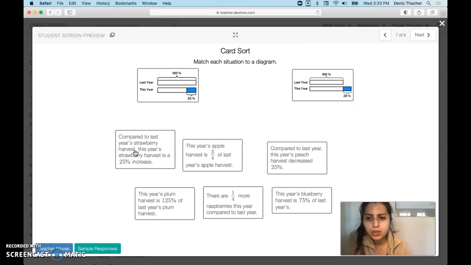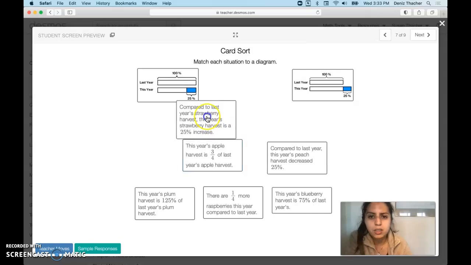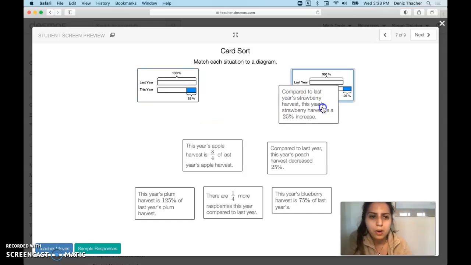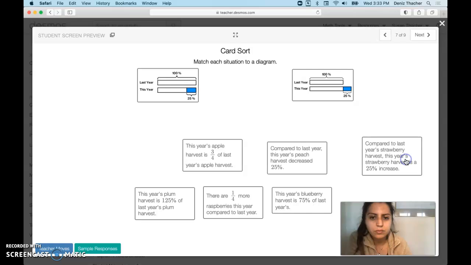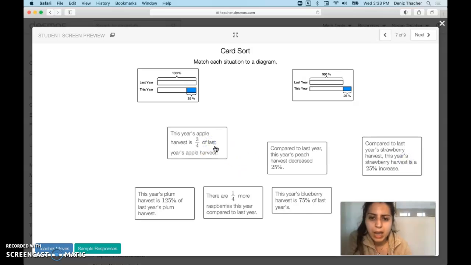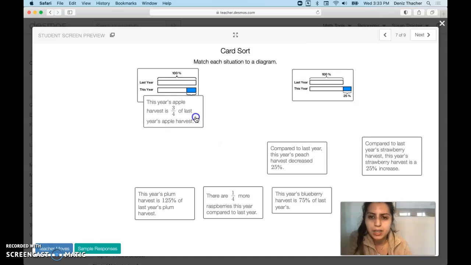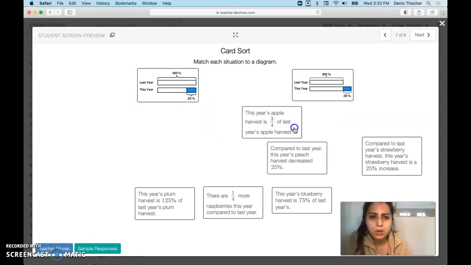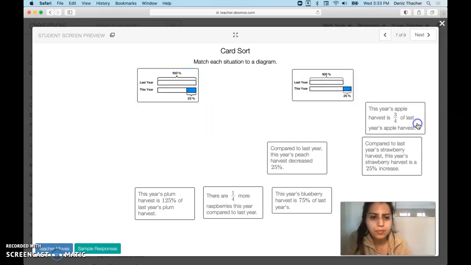Compared to last year's strawberry harvest, this year's strawberry harvest is a 25% increase. Do you think this card matches with this diagram over here or this diagram over here? The first diagram or the second diagram? Another one: this year's apple harvest is 3/4 of last year's apple harvest. Do you think that is a percent decrease or a percent increase? The first image or the second image?